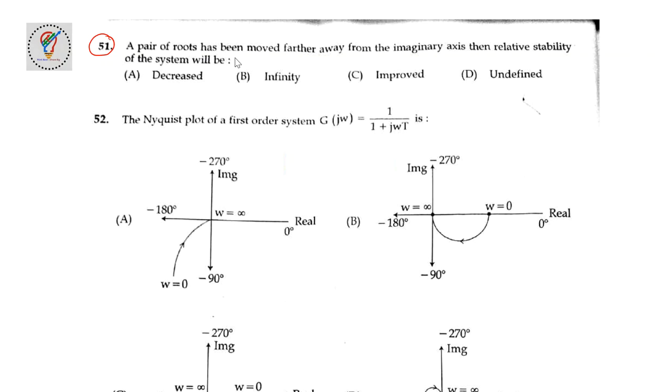A pair of roots has been moved further away from the imaginary axis, then the relative stability of the system will be. So here we are talking about the root locus, and roots are moved further away from the imaginary axis. So here we have a real axis and a j omega axis here. Now the roots are moved away from this imaginary axis. That means it is going towards the left side.